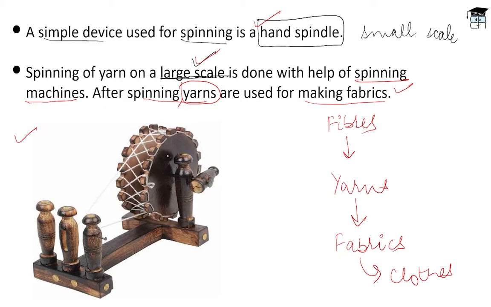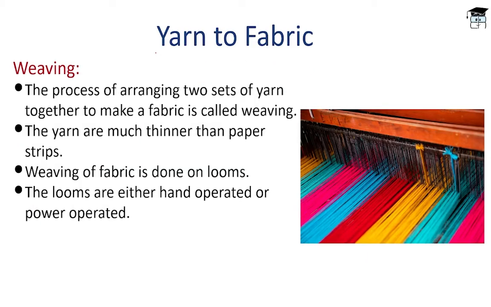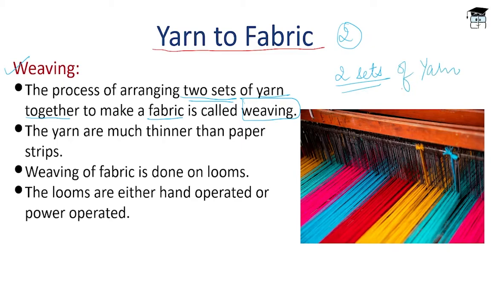Moving further to the next step, which is yarn to fabric. Now this is divided into two steps, which are weaving and knitting. Let's start with weaving first. The process of arranging two sets of yarn together to make a fabric is called weaving. What is weaving? We are arranging two sets of yarn to make one fabric. Clear? Two sets of yarn to make one fabric is known as weaving.